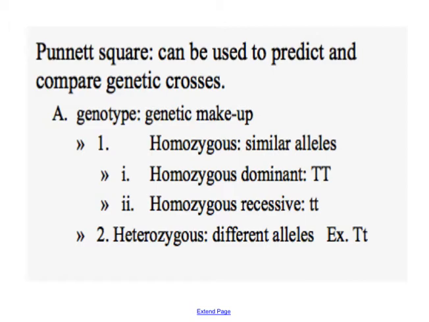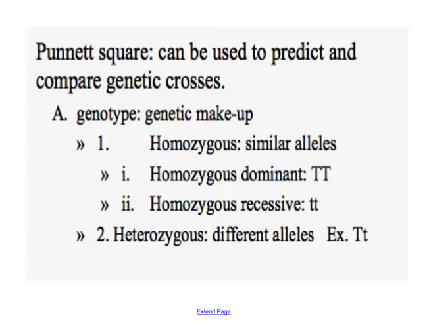Now, heterozygous means different alleles, big T, little t. Well, how are you going to remember the two? Homozygous means similar. Heterozygous means different. Like, for example, a homosexual is someone who likes someone of the same sex. That homo means same. A heterosexual is someone that likes someone of a different sex, like boy likes girl. So remember, homo is similar, hetero is different. Homozygous means similar alleles, and heterozygous means different alleles.